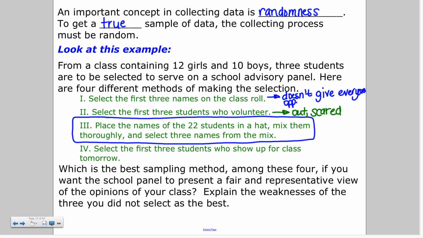So those that are slower at reaction time, then they're going to be left out. All right, the fourth one. Select the first three students who show up for school tomorrow. Well, some may be out. They may be out because of sickness, whatever. They may be late, and it could be because they overslept. A bus, they could be out or late because of the bus. You never know.